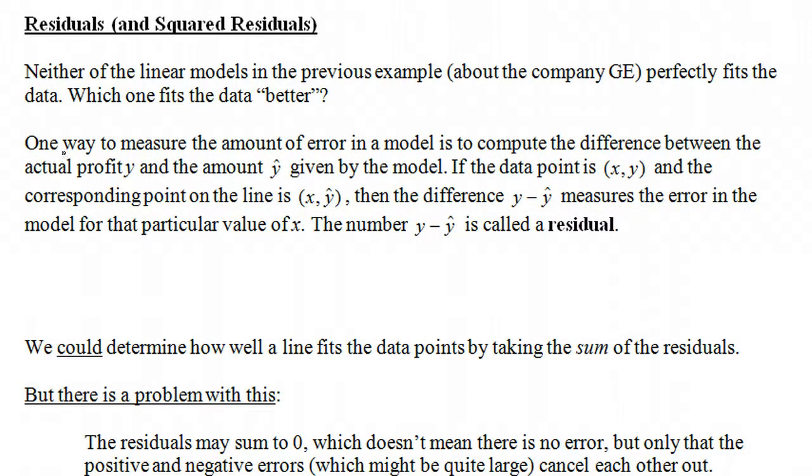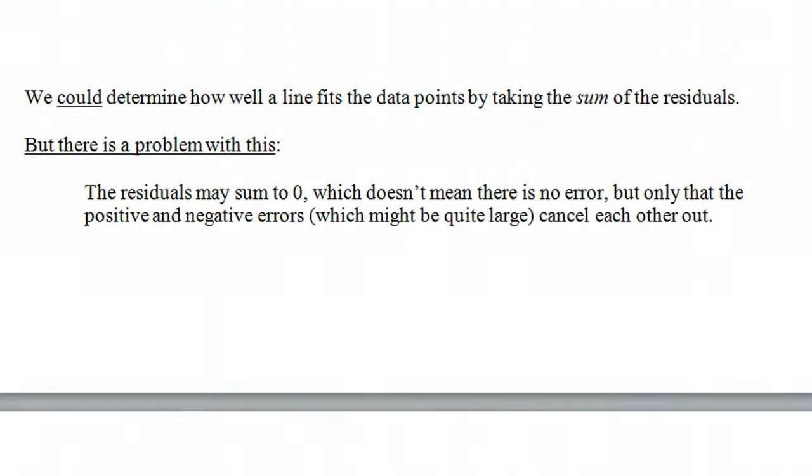So one way to measure the amount of error in a model is to compute the difference between the actual profit, y, and the amount y hat given by the model. If the data point is x comma y and the corresponding point on the line is x comma y hat, then the difference between those y values measures the error in the model for that particular value of x. That number, y minus y hat, is called a residual. We could determine how well a line fits the data by taking the sum of the residuals, but there is a problem with this. The residuals might sum to 0, which doesn't mean there's no error. It only means that the positive and negative errors, which could be quite large, cancel each other out.